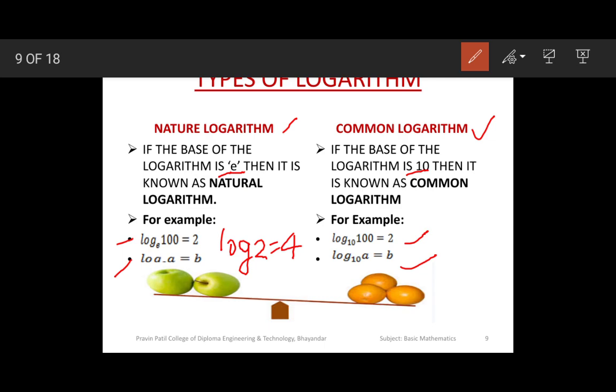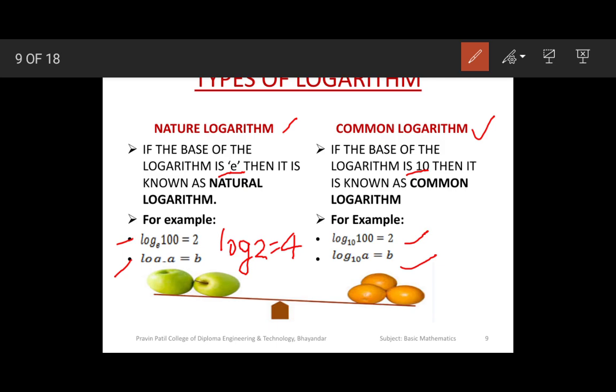Clear? Other than e and 10, the base of the log can be anything. Any number. It's not compulsory that the base of the log is either e or 10. It may be any number. But if the base of the log is e, then that log is known as a natural log. If the base of the log is 10, then that log is known as a common log. Clear? Common and natural log.